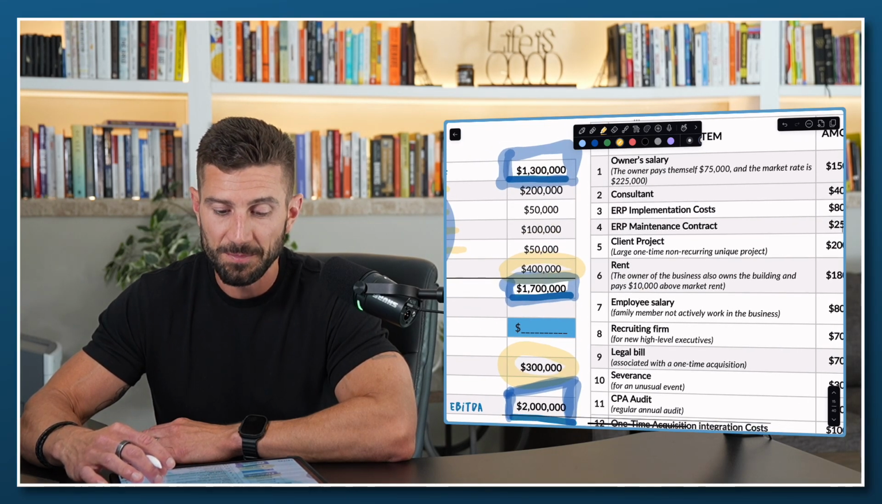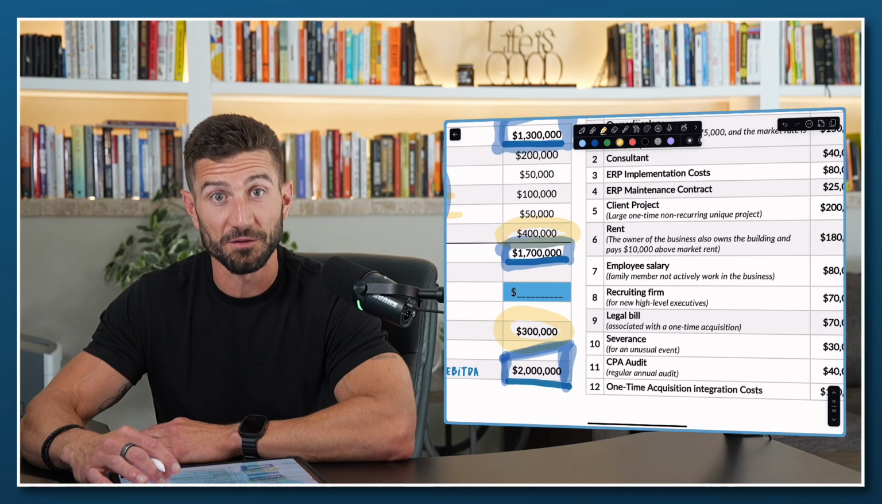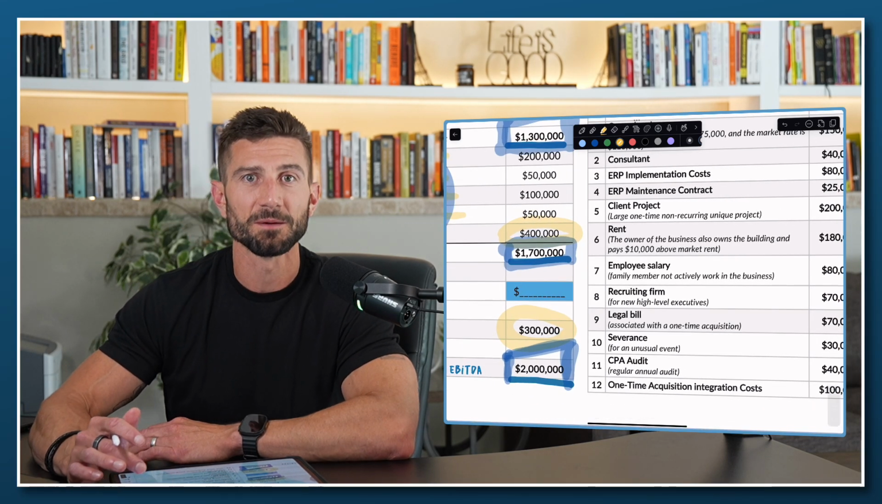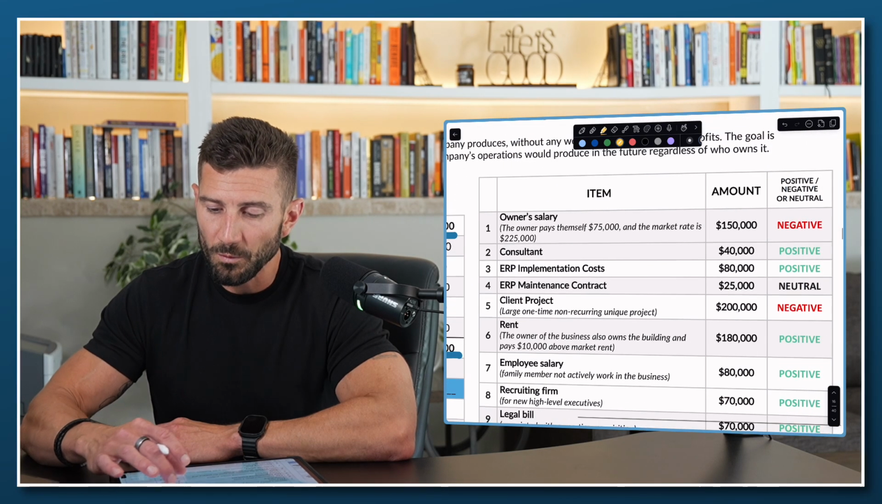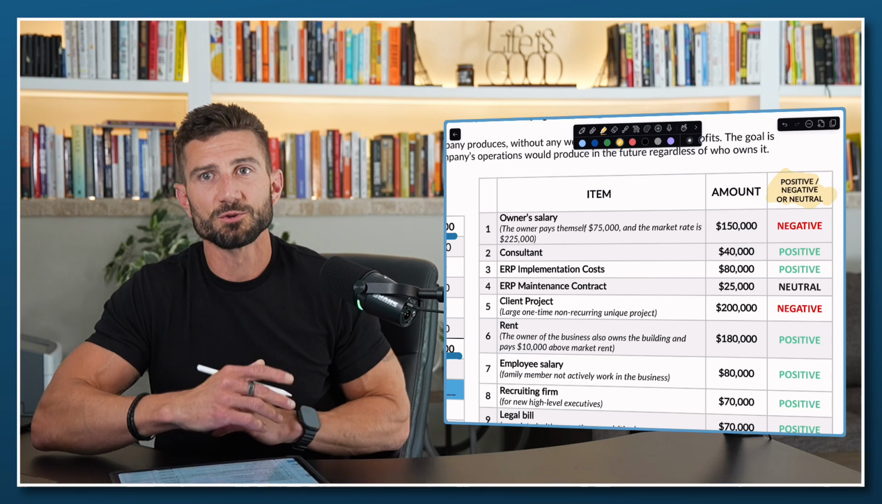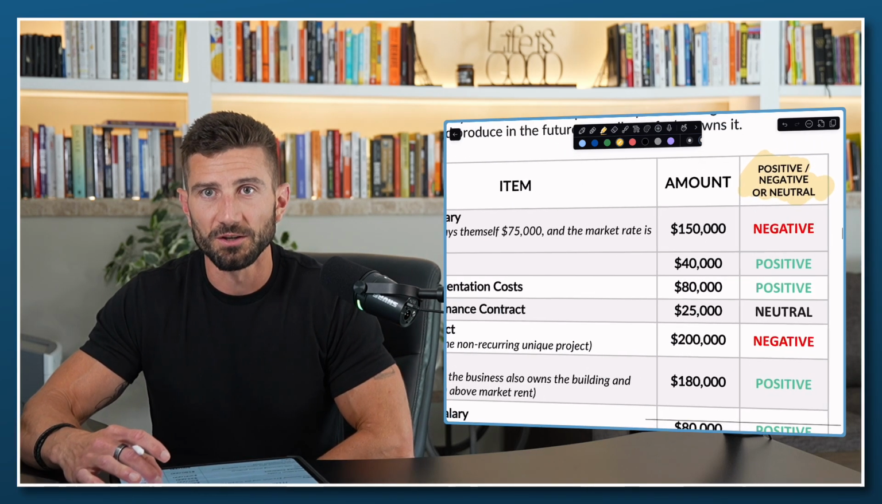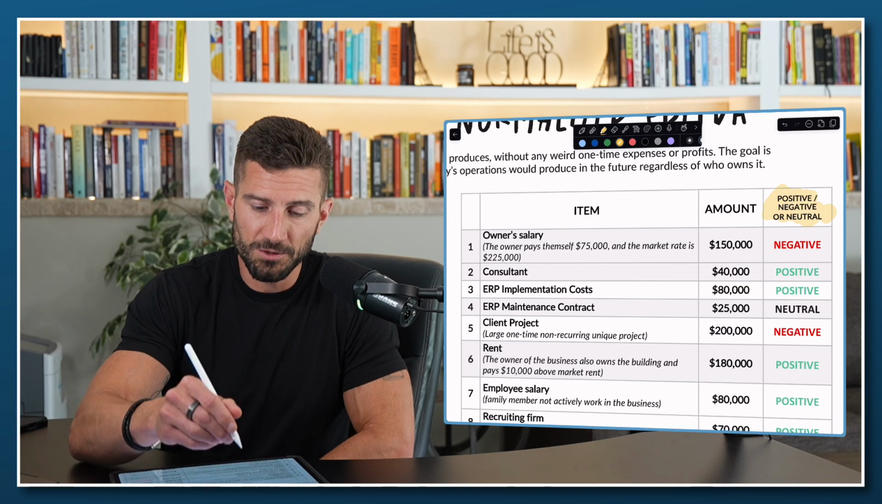So owner salary, consultant, ERP implementations, rent. There's a lot of different things here that are all noise that muddies up the income statement. So when we go down here, what we have is the ability to have a positive, negative, or neutral. And I've got neutral in there just to throw us some curveballs because we're going to go over each of these. So the first one is the owner's salary.